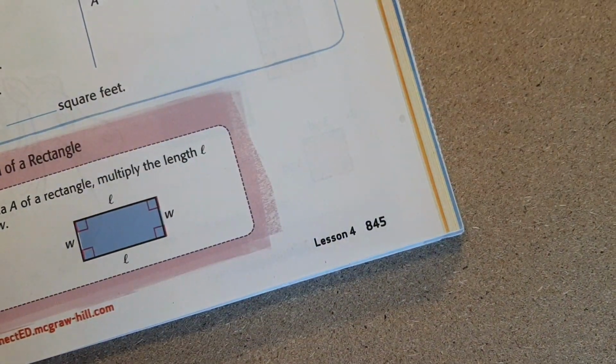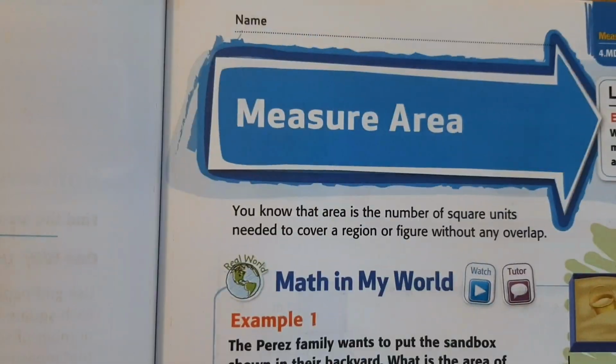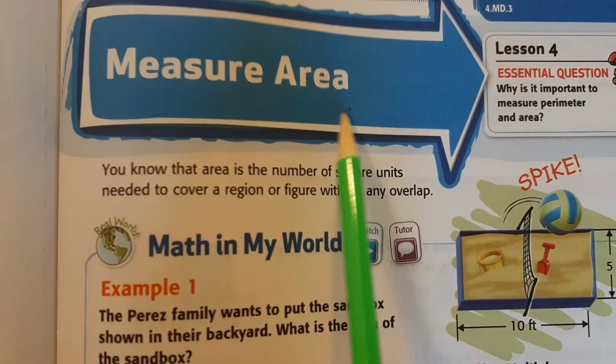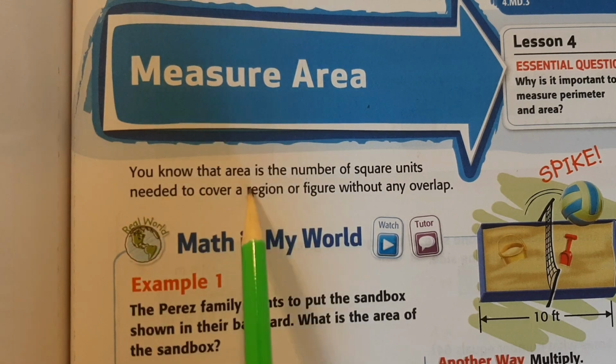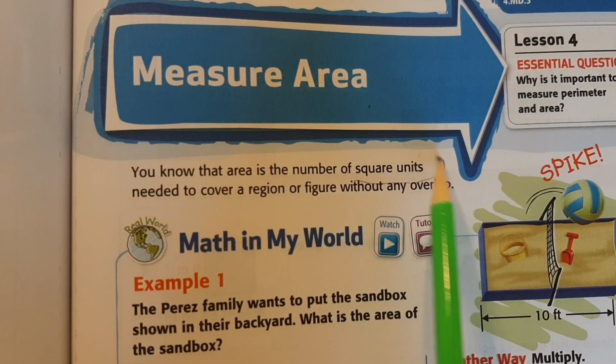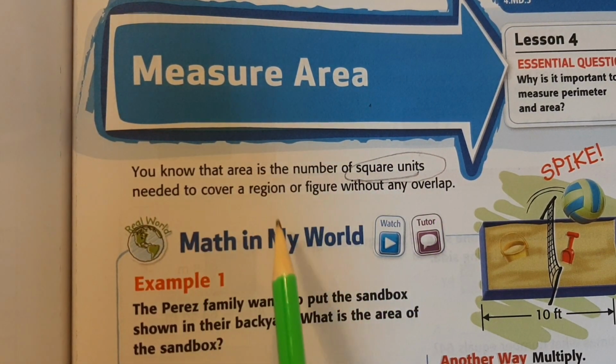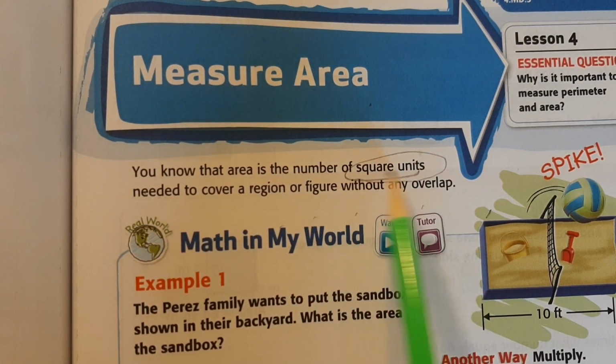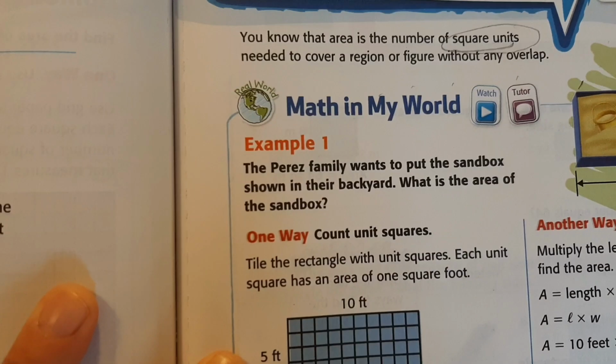I want you to turn to page 845, all right? Measuring area. Now you did most of this yesterday too, but I want to review it. You know that area is the number of square units needed to cover a region or figure without any overlap. So the number of square units.